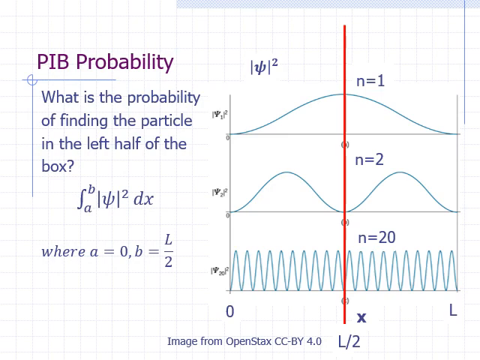We can plug in the expressions for psi and evaluate the integral, but it should be easy to see from the plots that the answer is 1/2. Based on symmetry, we can see that in every case, regardless of what the quantum number n is, the areas under the curve on the right half of the box are equal to the areas on the left half of the box.